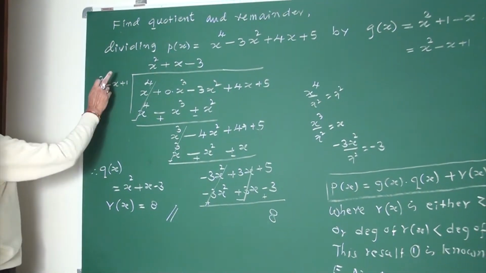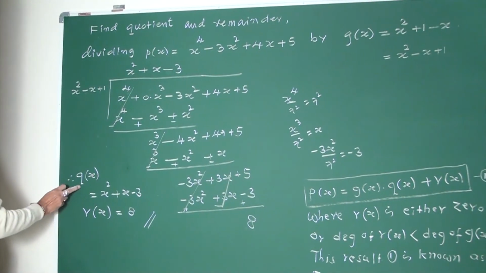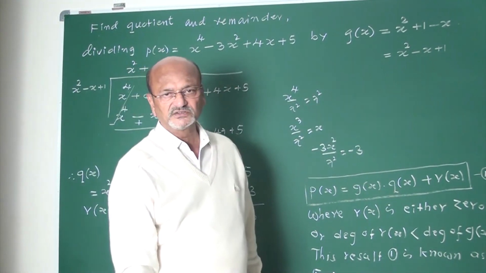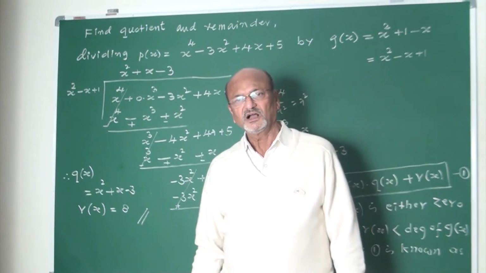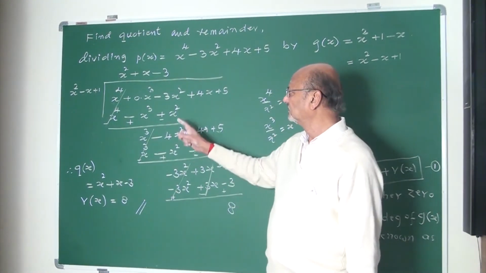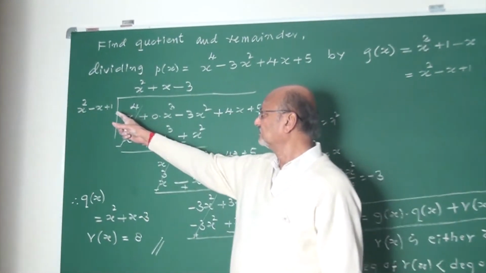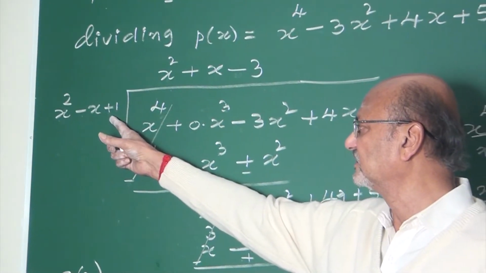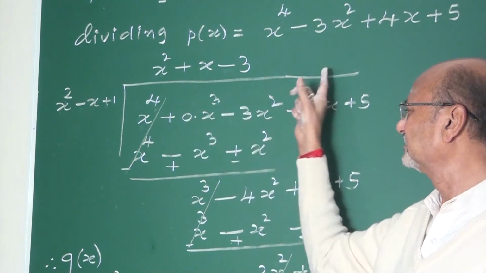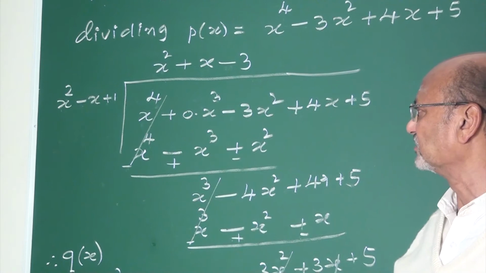This is the method of finding quotient and remainder. I hope, my friends, the method is clear. Once again, if you want it, first write the divisor. Divisor means the second polynomial. Write the first polynomial. This is just the method of division.